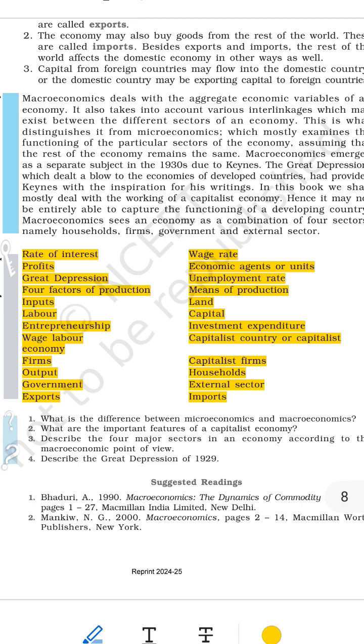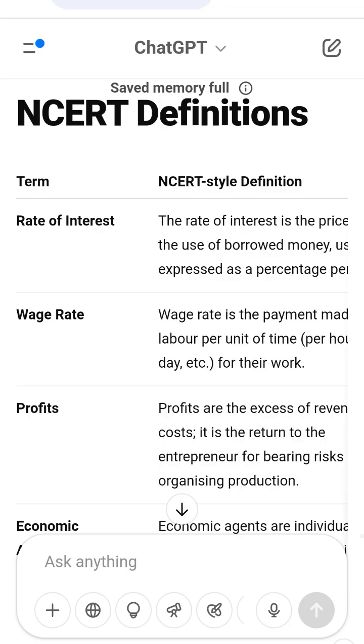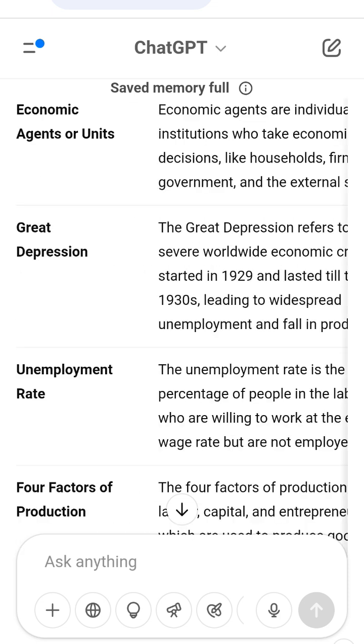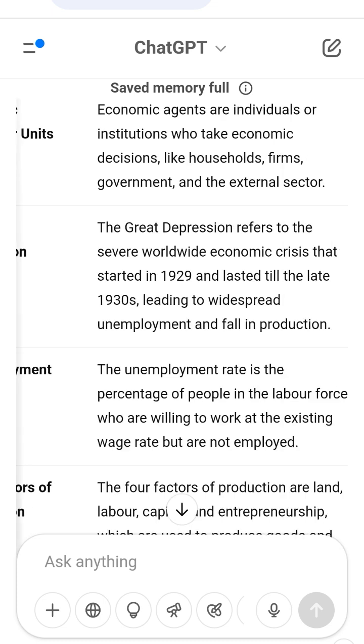Capitalist country or capitalist economy: a capitalist economy is an economic system where the means of production are mostly privately owned and production is carried out for earning profits. Firms: firms are economic units which employ factors of production to produce goods and services to sell in the market. Capitalist firms are firms owned by private individuals or shareholders aiming to earn profits.